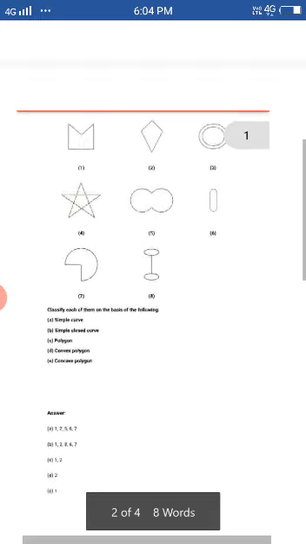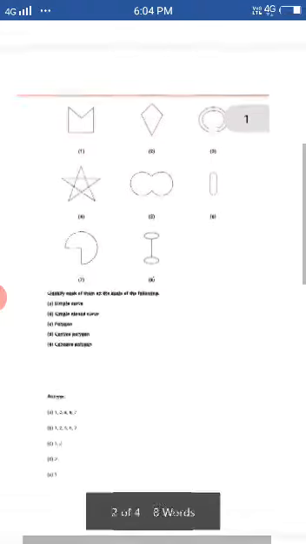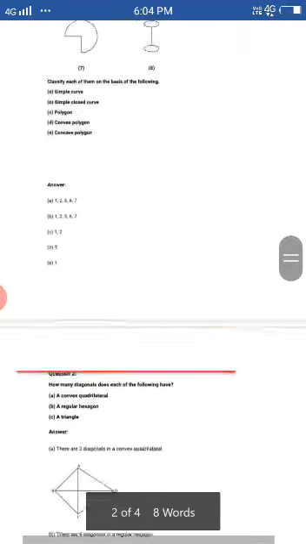And all these are also simple closed curves, as all these figures are closed, so 1, 2, 5, 6, 7 are simple closed curves also. Now in the next one you have to tell the polygon. A polygon is a simple closed curve which is made up of line segments only, so 1 and 2 are polygons. Convex polygon is only the second one, and concave polygon is the first one, as one diagonal is there outside the figure. Okay, now come to the second question.